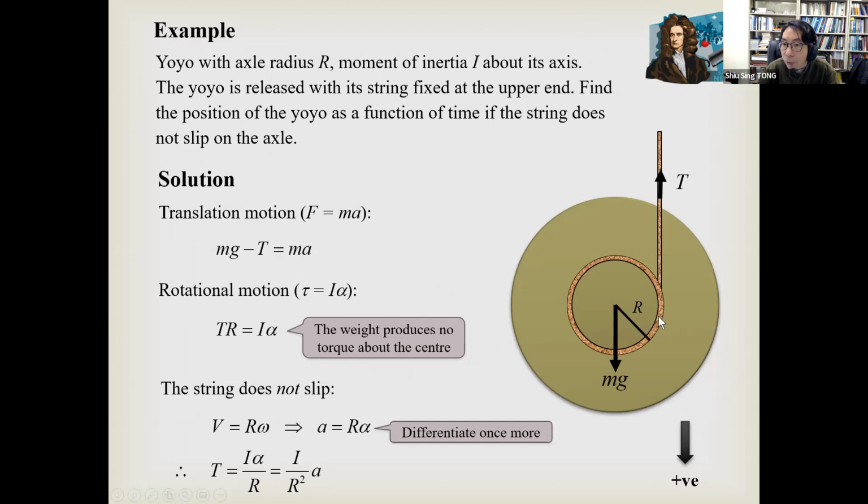Now, what is the net force? Of course, we have the tension, and we have the gravity, but the gravity is larger than the tension, so the yo-yo descends.